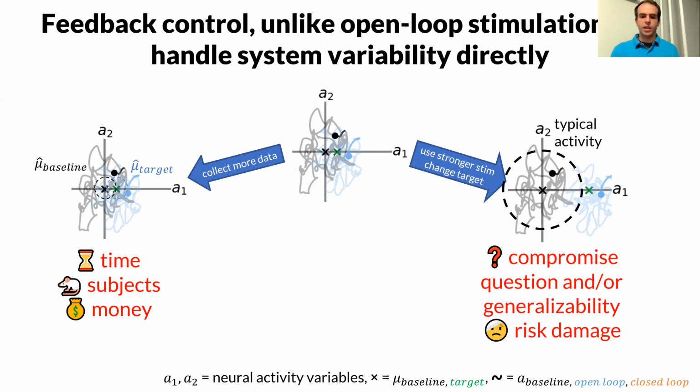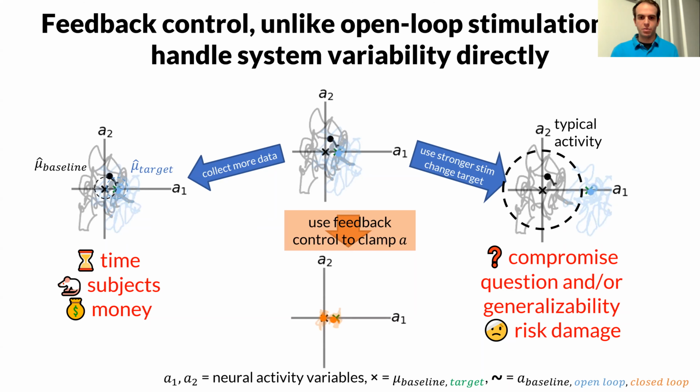So this is where feedback control shines. By driving the system to your targets, clamping it, so to speak, now we can hit them with much less variability. Our conditions are much more distinguishable.